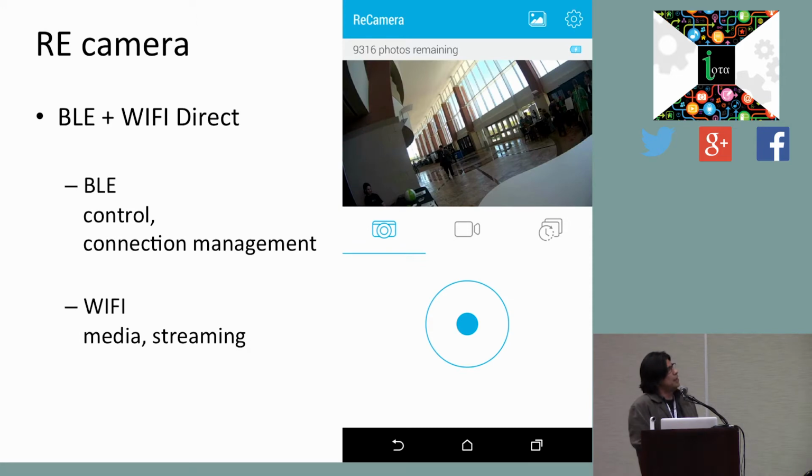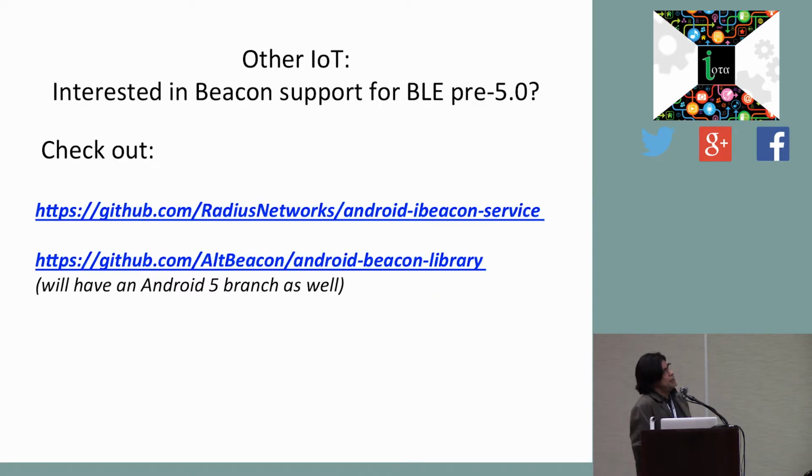This is just a screenshot of what the app looks like. Again, BLE is used for initial discovery and connection control and connection management and so forth. It allows you to negotiate the Wi-Fi Direct connection to provide the real-time video streaming to your phone and eventually out to the internet. Other IoT devices with BLE, beacons is a popular subject.